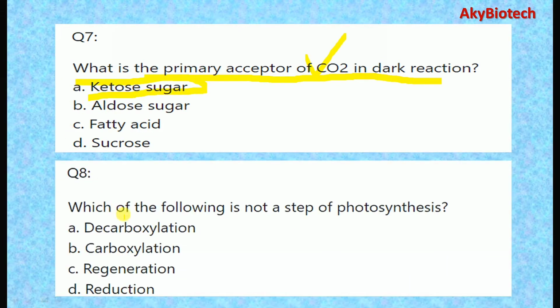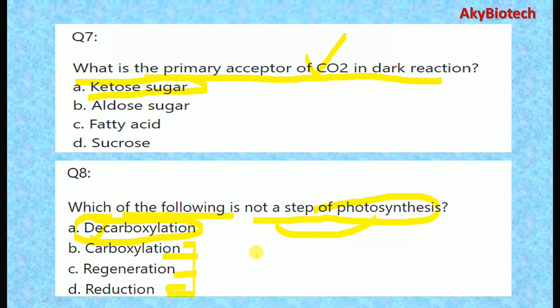Number 8. Which of the following is not a step of photosynthesis? As we all know, these three are the steps of photosynthesis, that is carboxylation, regeneration and reduction. We have to find out which is not a step, that is the decarboxylation. This is not a step of photosynthesis. Number 9.